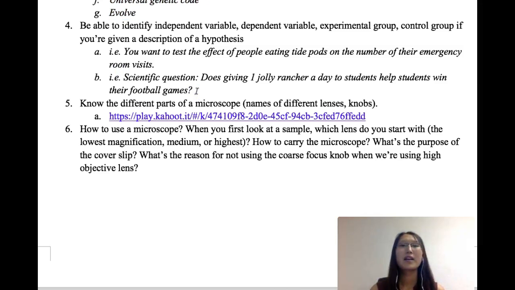Number 4, this is really important because you're going to be asked to write out the independent variable, dependent variable, experimental group, and control group, and it's not going to be a multiple choice question.